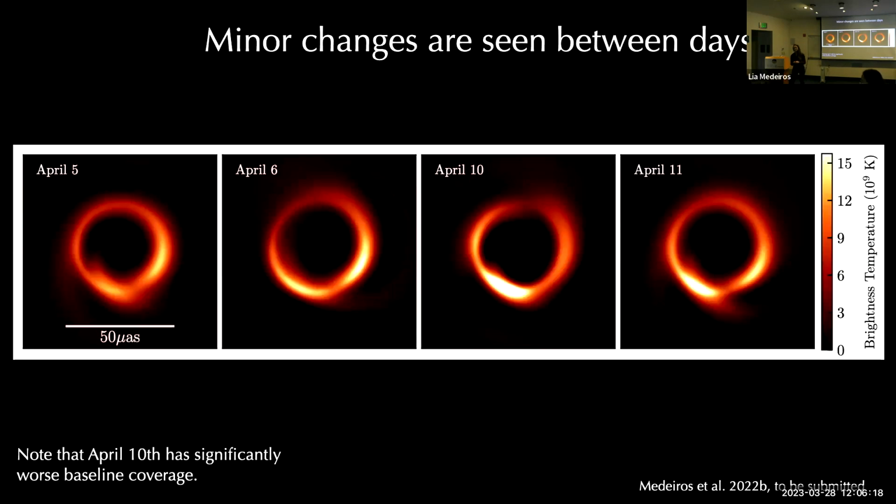I think we have time for one more question. Yeah, this one's actually from Josh Simon, who's online. Wonderful. For M87, is there variability expected between 2017 and 2023?